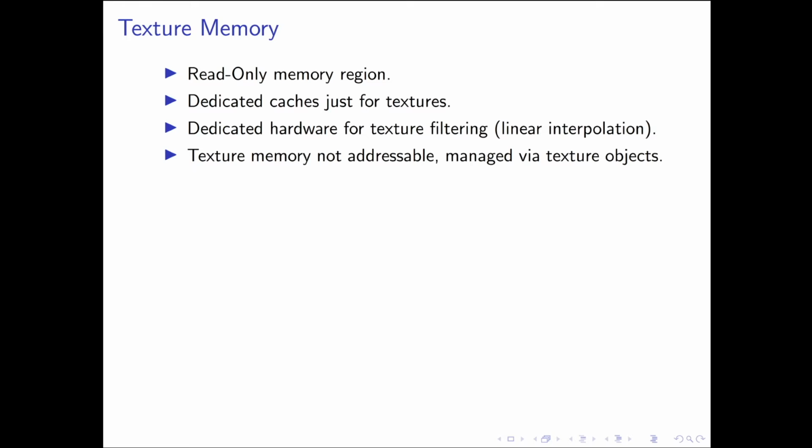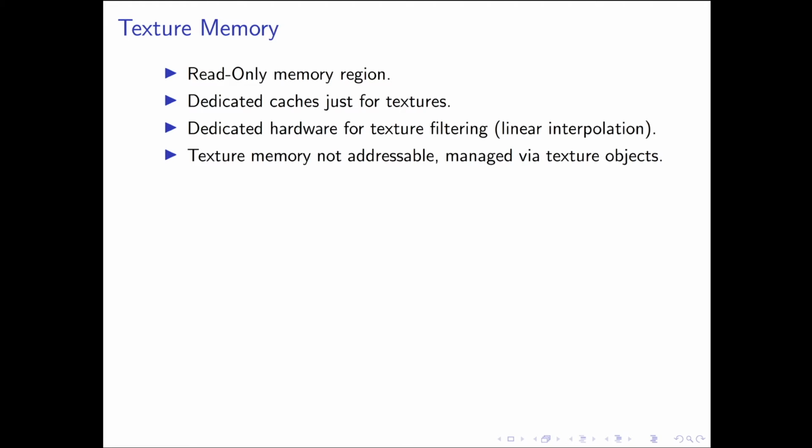Texture memory is primarily meant for read-only access. There are also ways to write to textures, but for us it's not so important. This is not the most important use case of textures. The texture memory is cached, and it's cached in a quite particular way, so that 2D texture accesses are quite efficient. There's dedicated hardware for texture filtering.